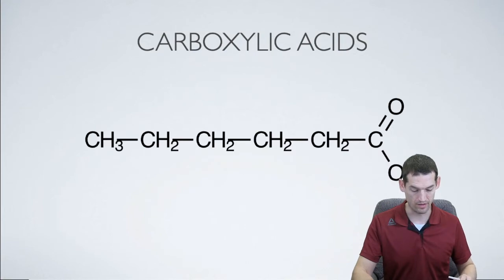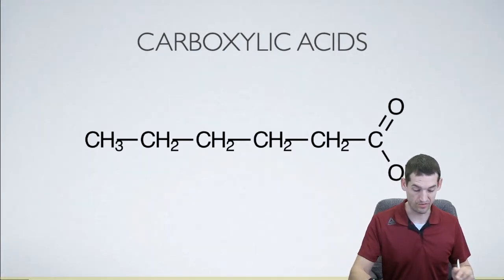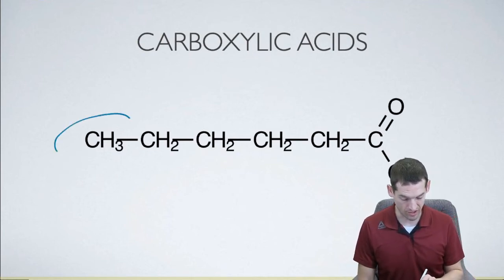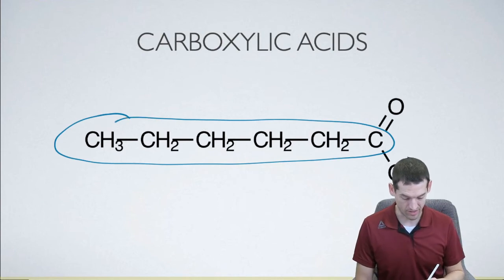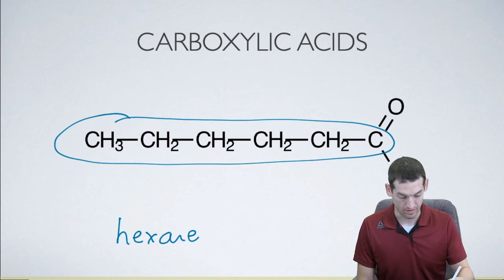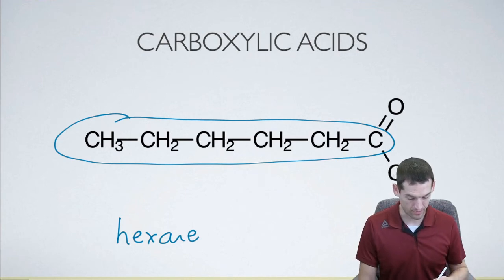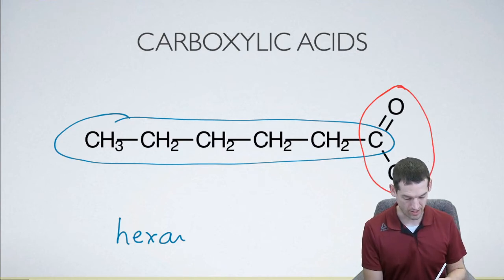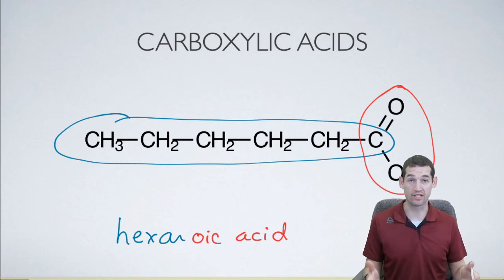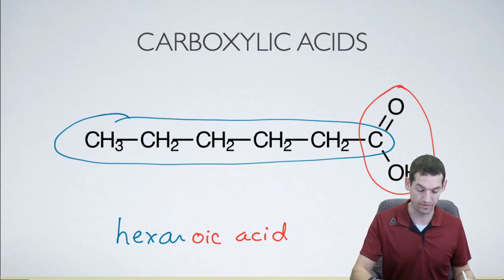Okay, and two more examples, but they're just as fast as the last ones. Here I've got a 6 carbon chain, so that's a hexane, and I'm going to drop the E because over here I have a carboxyl group, so it's a hexanoic acid. And that's it. Honestly, these ones are that simple.